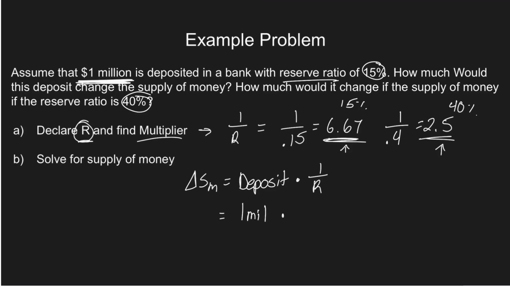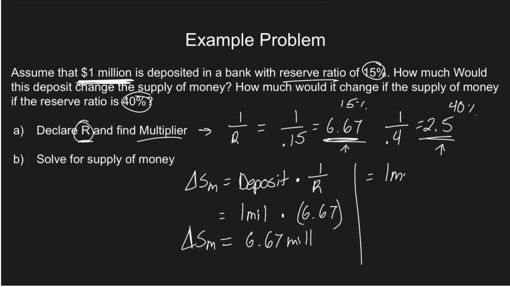times 6.67 first. And we'll solve this and get 6.67 million. Easy enough. That's how much the change in supply of money will be. Or we could solve for the other one, which is 1 million times 2.5, which would give us a 2.5 million total change in the supply of money. Really not a super hard concept.